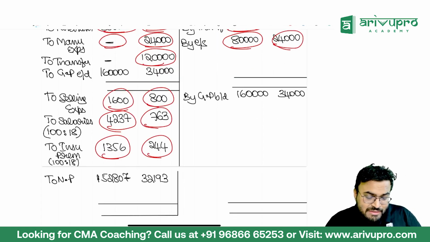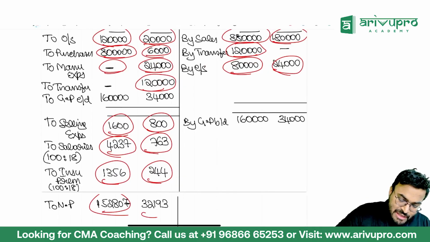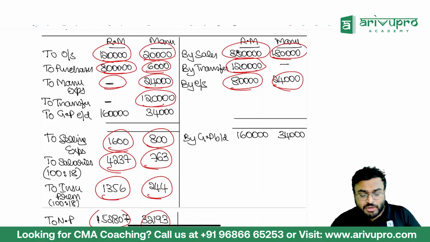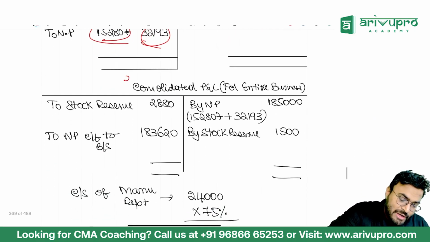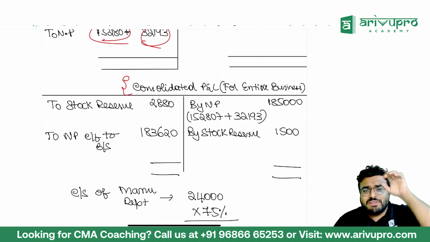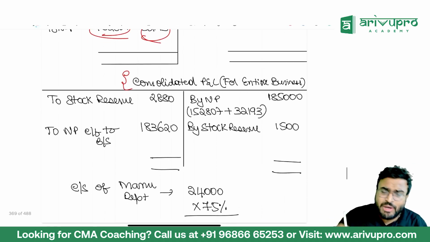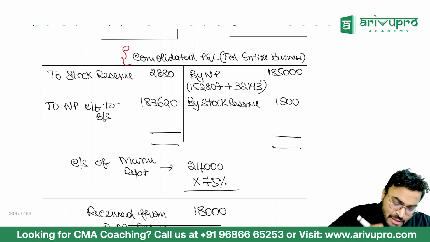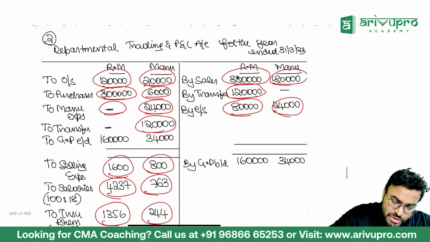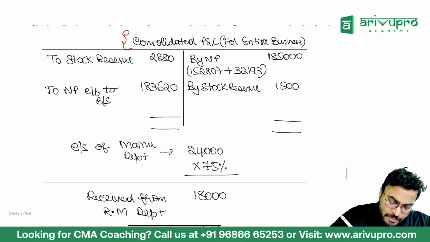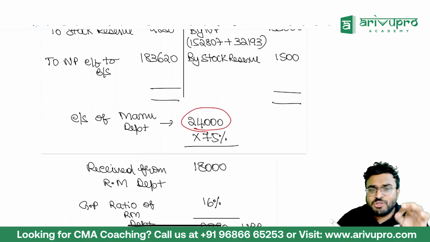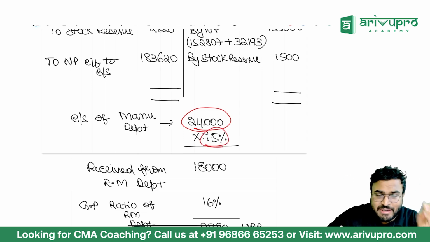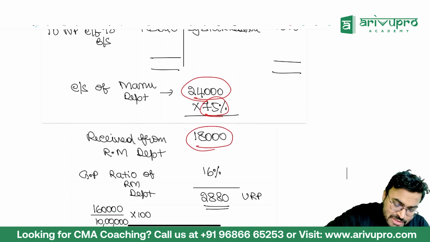Now, everything is done. From here, we'll just transfer the net profit. End of the story. But stock reserve computation has to be done. Stock reserve computation is usually done in the consolidated P&L. Stock reserve is for the entire business, not for departments. So you can directly do it in the consolidated P&L. Now in the consolidated P&L, what happens? Can you see over here, what is our closing stock? Closing stock of the manufacturing department is 24,000. They have told that 75% came from raw material. So 75% is actually what has come from the raw material department, which is 18,000.